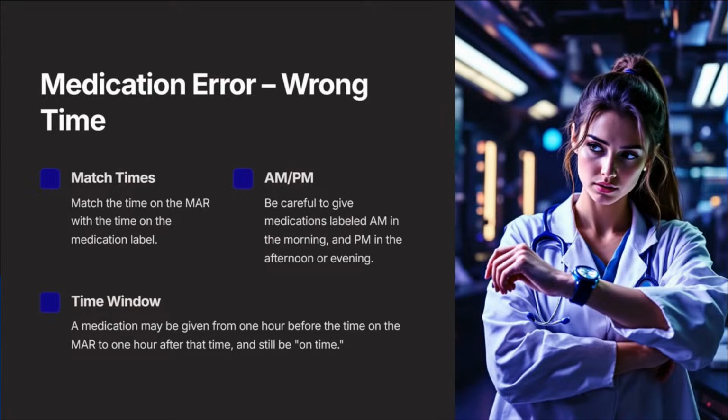If you give the medicine at the wrong time, you are also committing a medication error. So you have to make sure that the times match. Match the time on the MAR with the time on the medication label. Usually your MAR, especially if it's printed by a pharmacy, will have those times. So if a medication is due twice a day, it's going to say 9 a.m. or 0900 and then 9 p.m. or 2100. So if you don't know military time, you're going to have to learn it in the medical field. AM, PM, be very careful. If your medications are labeled in the AM, you give them in the morning. If it's labeled in the PM, you give them in the evening.